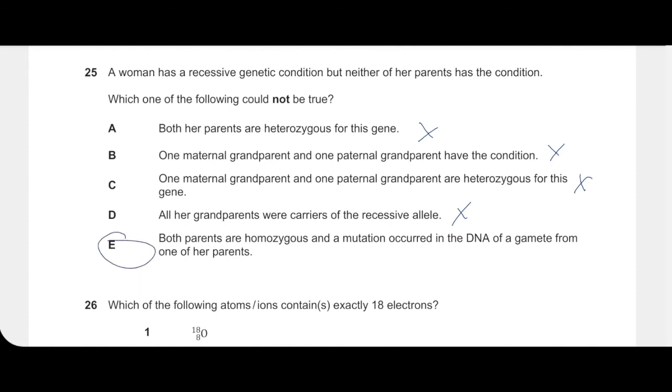That is the answer to the question. And the reason why this can't be true is because the woman needed to receive 2 copies of the recessive allele to have this condition, and neither one of her parents have this condition. And therefore, a single mutation in one of the parents wouldn't have been able to have given her this condition, because she had to get one recessive gene from one parent, and one recessive gene from the other parent. So the answer is E, and that's question number 25 completed.